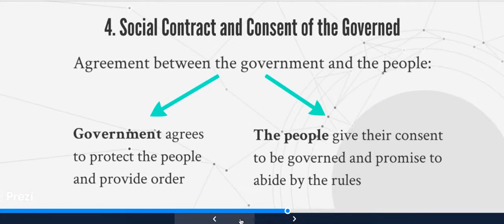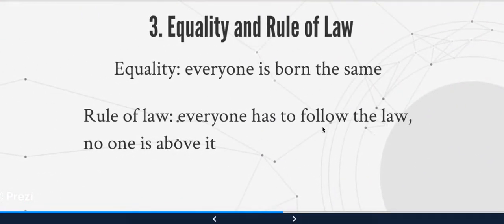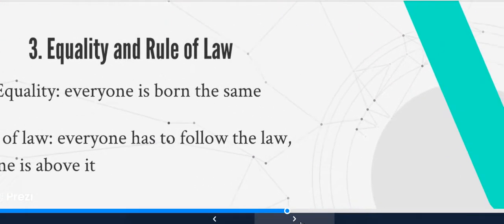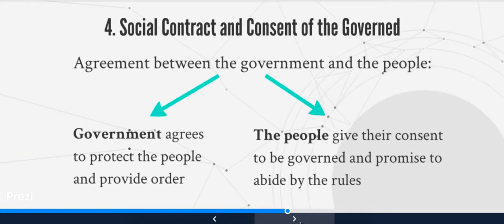So if one person tries to get too powerful, there are two other branches that can check them. Rule of law: everybody has to follow the law and nobody is above it. Consent of the governed is super important. Consent of the governed means that you and the government have got a deal. Government protects you, provides order, fulfills your four functions of government, and the people give their consent or permission to be governed and promise to at least attempt to abide by the rules.